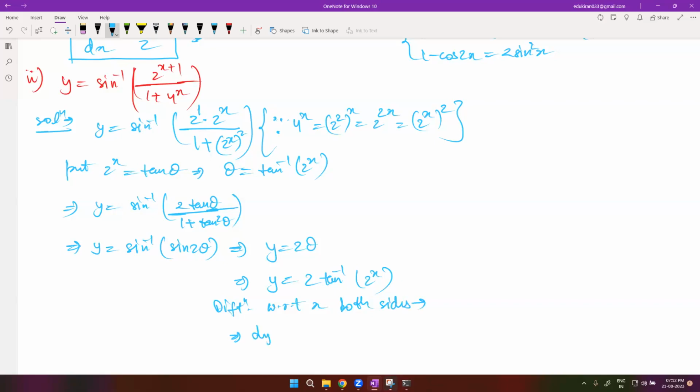We get dy by dx on the left-hand side, and we get 2 tan inverse. Now 2 is the same. The derivative of tan inverse is 1 upon 1 plus x square, so this would be 2 upon 1 plus x square. Here x square is (2 to the power x) whole square, right? We will have to apply chain rule. Then we go to 2 to the power x, so the derivative of 2 to the power x will be 2 to the power x log 2.